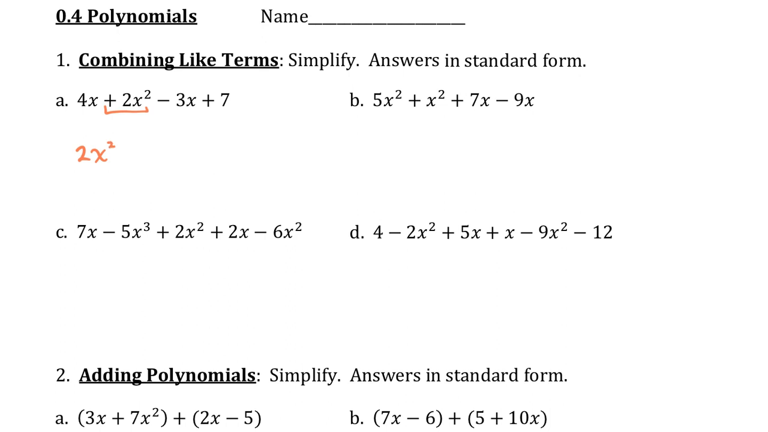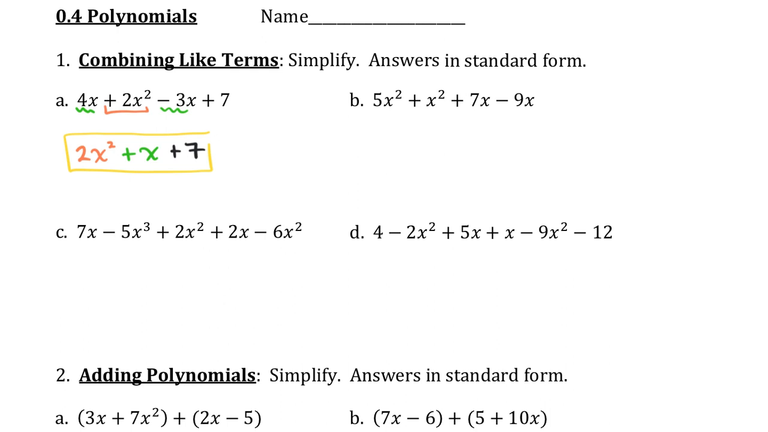Okay, after 2x squared, let's look at the x's. I have 4x minus 3x, which is 1x, or just x. What's left? The positive 7. Okay, I've combined all the like terms. And this is in standard form because it goes from the highest exponent, x squared, to x to no exponent.